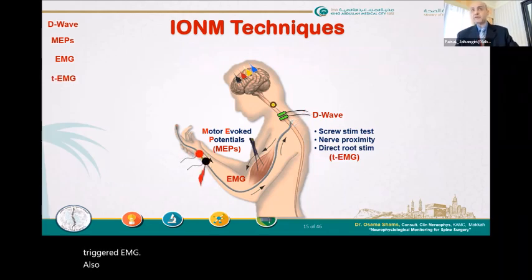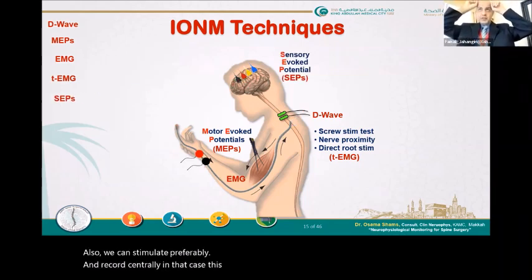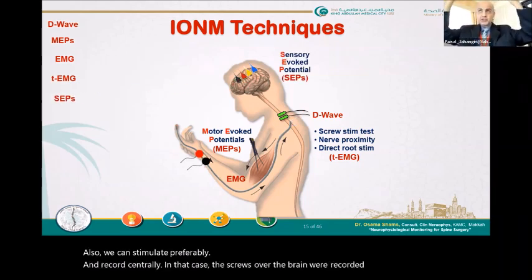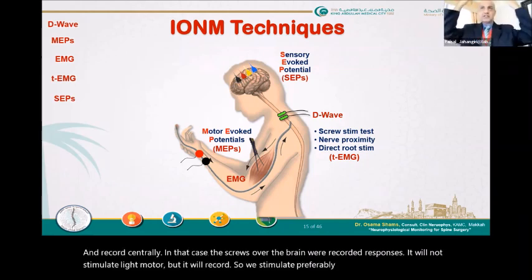Also, we can stimulate peripherally and record centrally. In that case, the screws over the brain will record responses. It will not stimulate like motor, but it will record. So we stimulate peripherally and record centrally, what we call sensory evoked potentials.